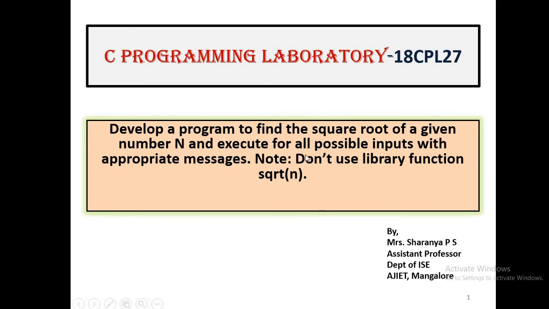One major condition here is, as we know, under the math.h header file there are some functions defined. These are the functions that we normally call mathematical functions, which can be used directly in the program. The condition given in the problem statement is that we should not use the library function sqrt of n. This is the given question.